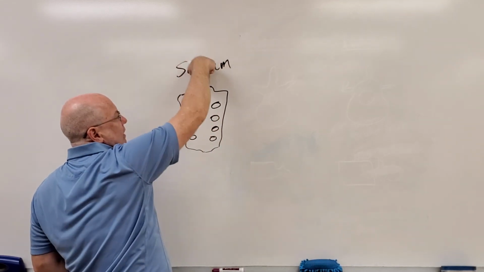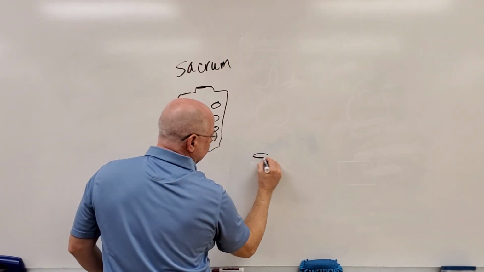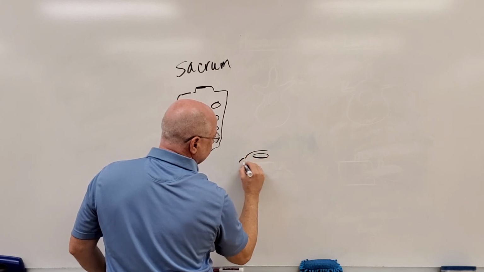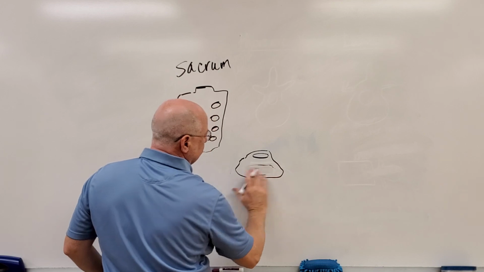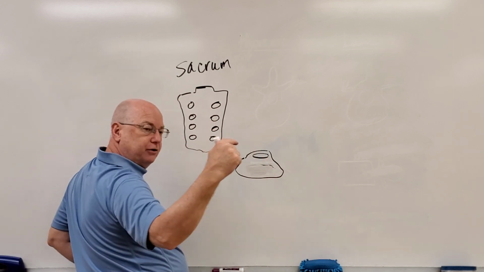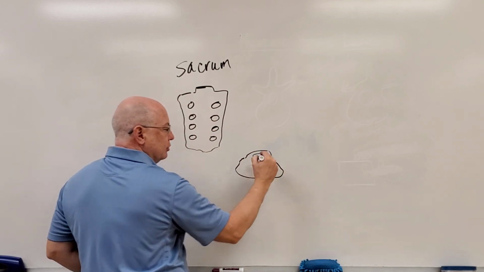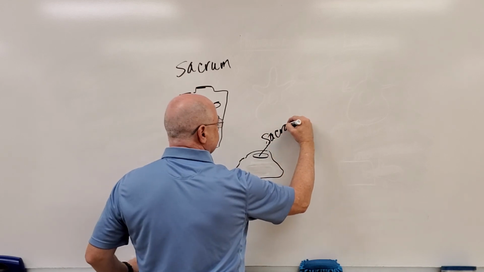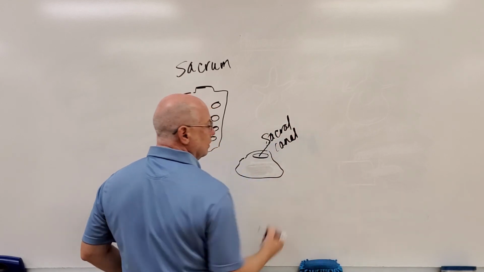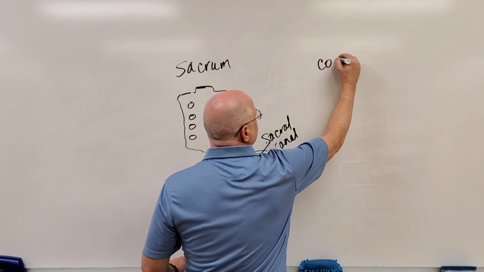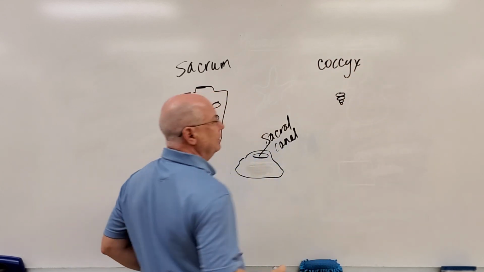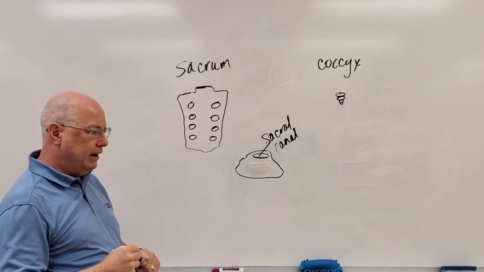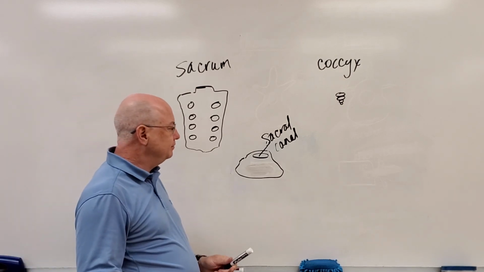And if I were to look down on top of it this way, I would see that there's an opening in the sacrum. That opening where the spinal cord would run is called the sacral canal. When it comes to the coccyx itself, the coccyx is really 4 little individual vertebrae that get fused together. And I'm going to show you what these look like on the model.